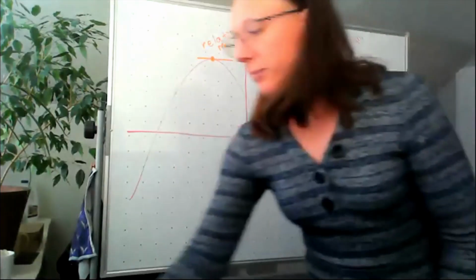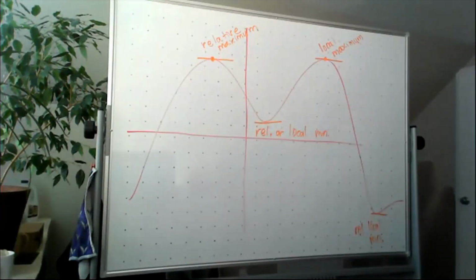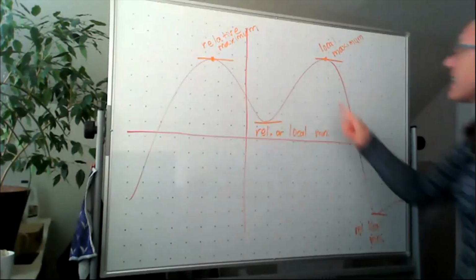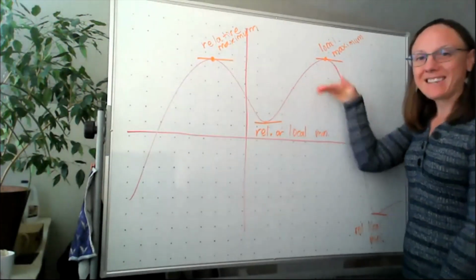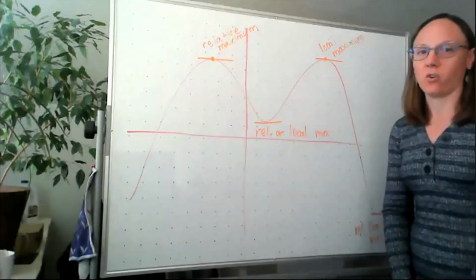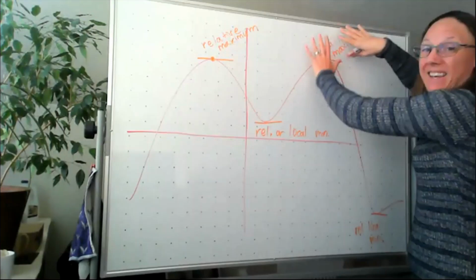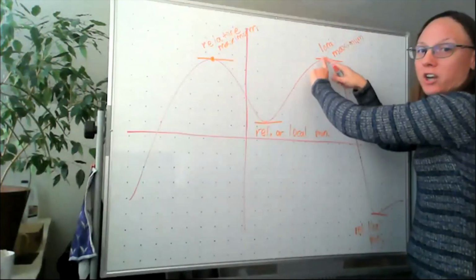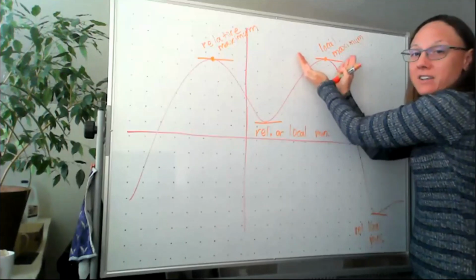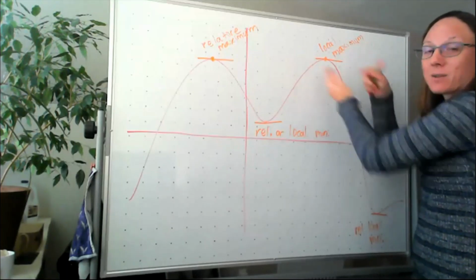If I take a step back and I look at the entire graph, if there is a place on the graph that is the highest point on the graph, then we're going to call that a global or absolute maximum. So when I look at that graph, I see that this point over here is the highest overall point on the entire graph. So it is a local maximum because in its local context, meaning just comparing it to the numbers around it, it is a maximum.